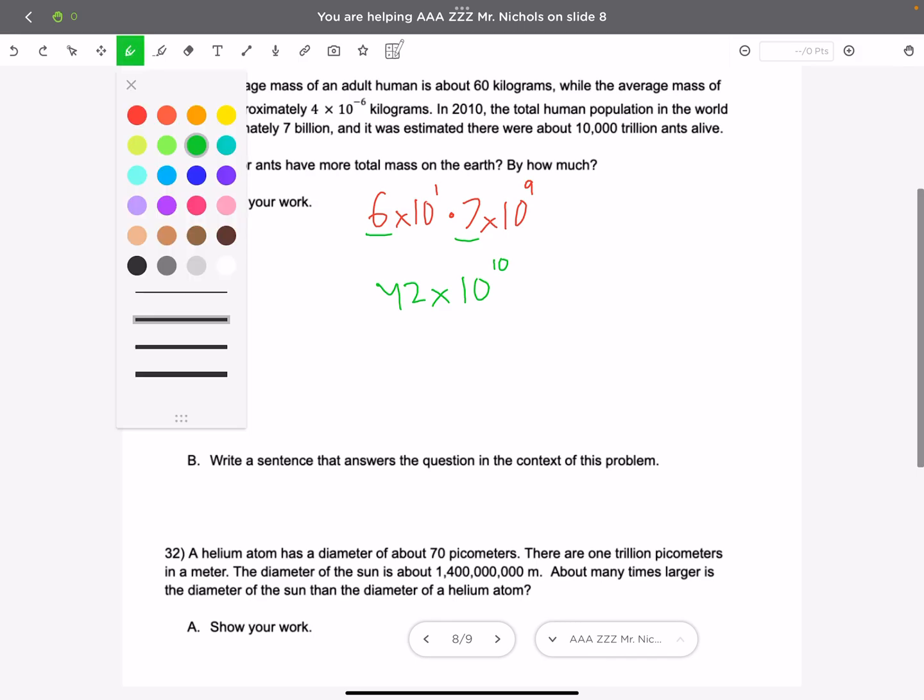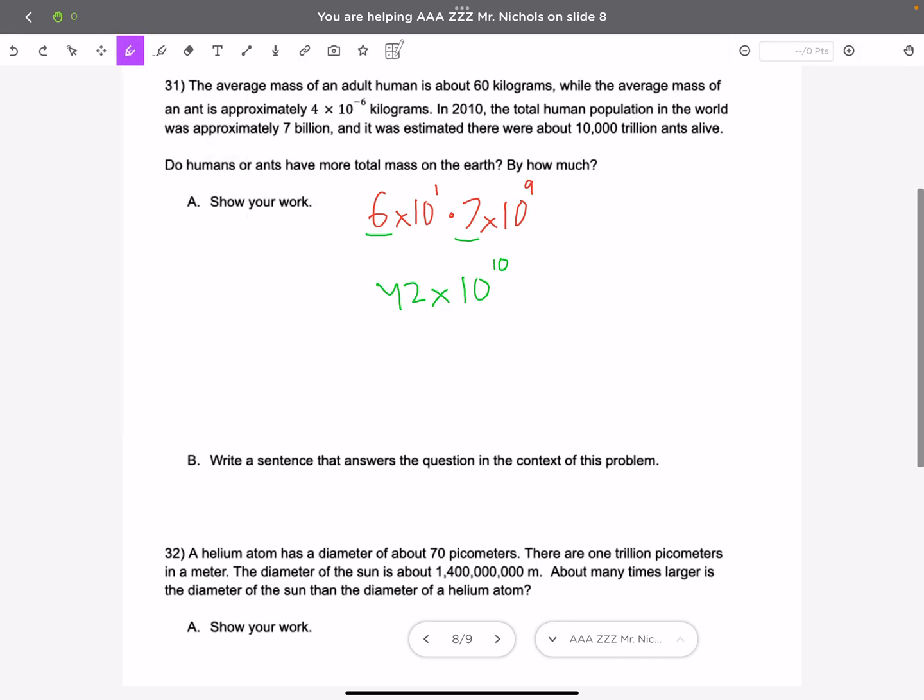Now, for the ants, I'll do that in purple. Here we're told the mass of an ant is 4 times 10 to the minus 6. Now 10,000 trillion, so let's say 10,000 times 10 to the 12th. Well, this is 10 to the 12th. Now we're counting 13, 14, 15, 16. So this is the equivalent of 10 to the 16th power. All right, so I'm going to erase all of this. And so we basically get 1 times 10 to the 16th.